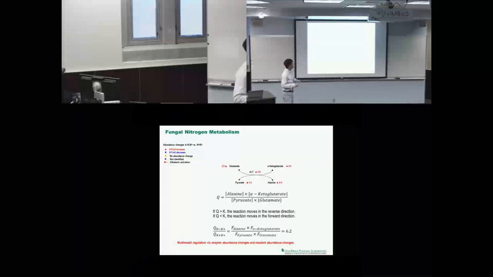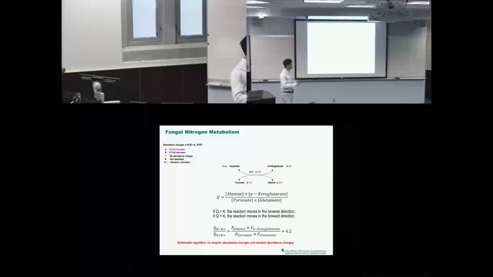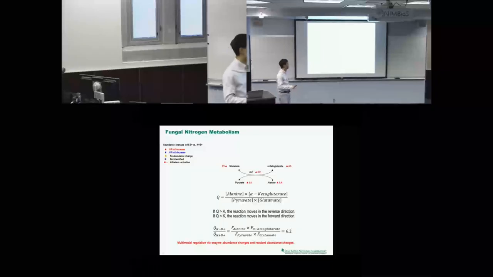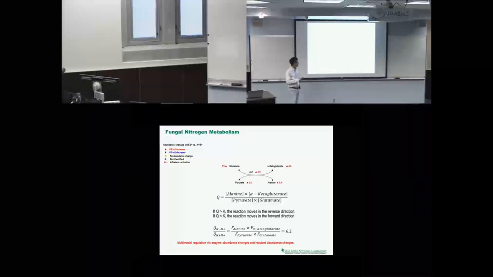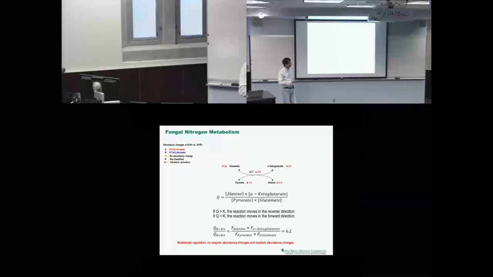So to determine the reaction direction, you can look at the reaction quotient. So just take the concentration of the product divided by the concentration of the reactant. If this reaction quotient is greater than the equilibrium constant, the reaction moves in the reverse direction, and vice versa. Of course, metabolomics doesn't tell you the concentration, and we don't know the equilibrium constant of this enzyme, but we can take their ratio. So we can look at how the reaction quotient changes between these two different conditions, because we know their fold change. So in this case, we see this reaction quotient increased by sixfold.